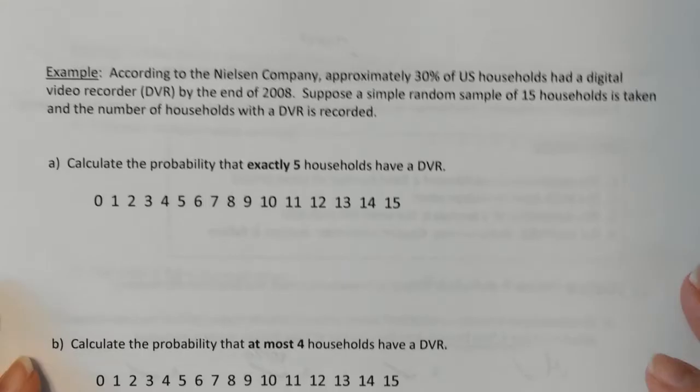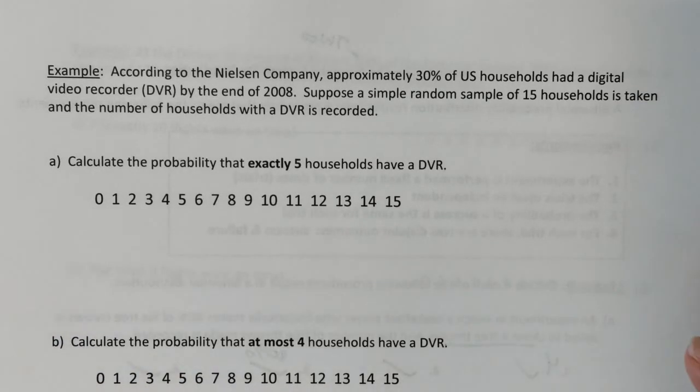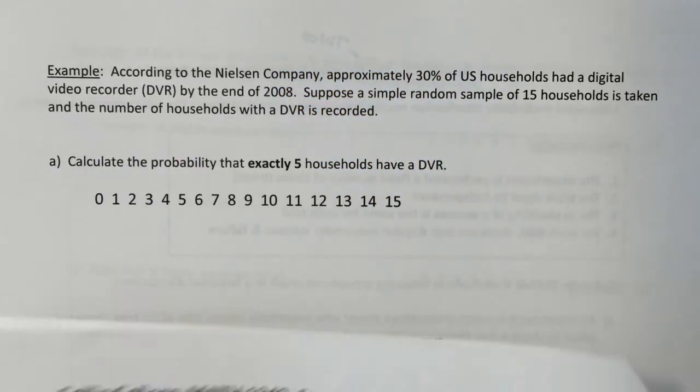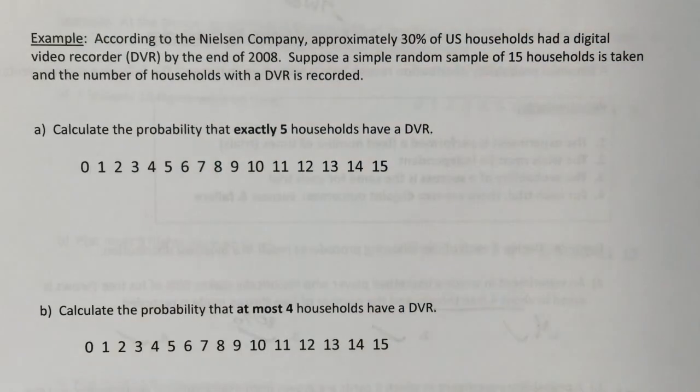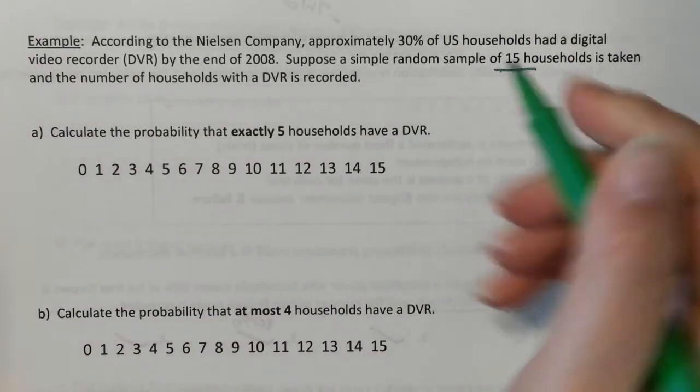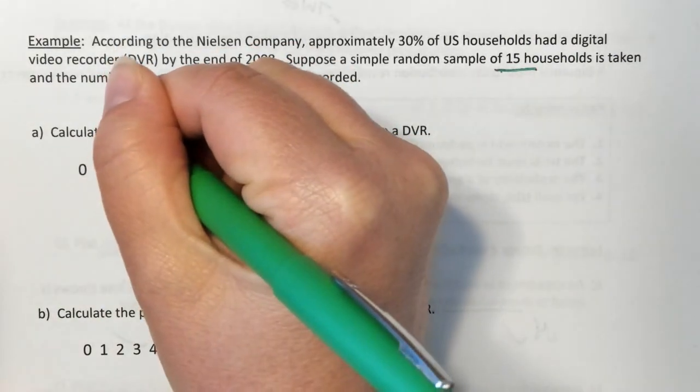Okay, all right, so first of all, is this a binomial? Let's go back and look at those 4 criteria and just verify. Remember our 4 criteria. Number 1, there are a fixed number of trials. Do we have a set number? Yes. We're going to ask 15 households. So that is an exact number of trials.